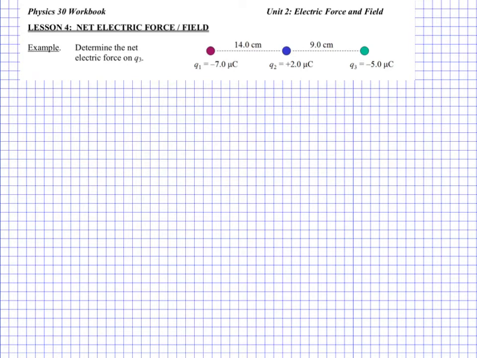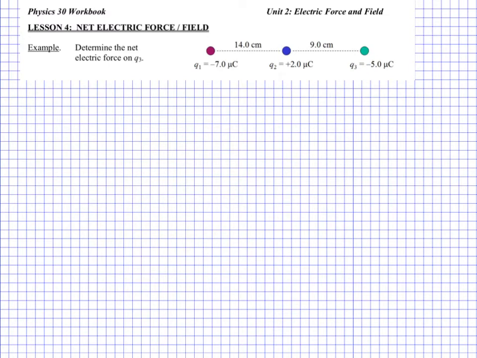Here we go. We've got 3 charges, Q1, Q2, Q3, with a negative, positive, negative. We've got the distances between the centers of those charges, and we need to determine the net electric force on Q3, which is this one here. So what is the net electric force acting on this one?